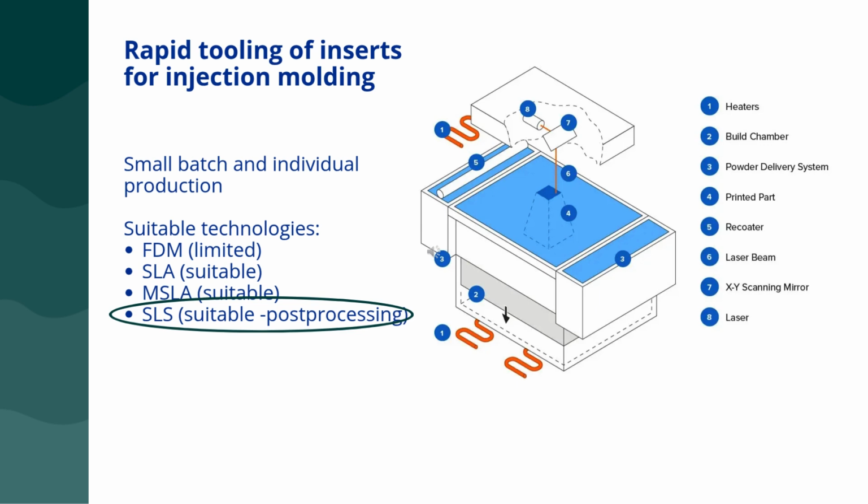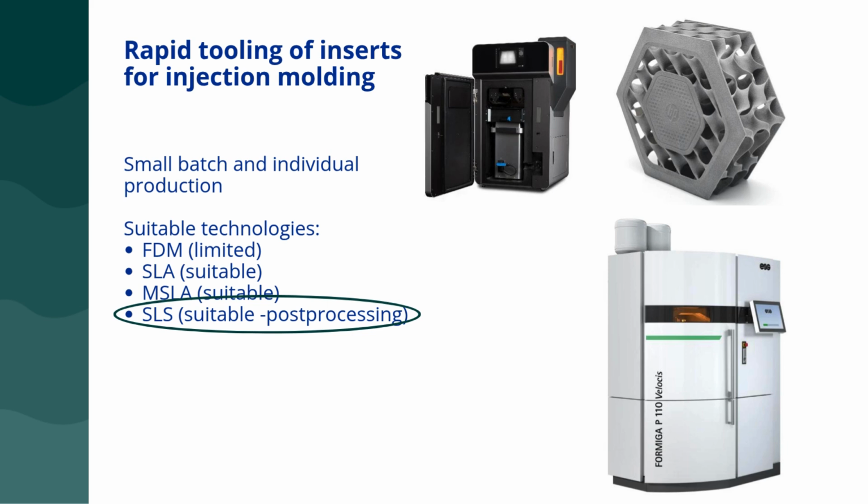In SLS, polymeric powders, such as polyamide, can be used, and a laser melts this powder layer by layer to produce the final parts. As previously mentioned, there are various price points for 3D printers, similar to other technologies. However, we don't typically find very cheap options in the market. Generally, quality 3D printers can cost over 50,000 euros.